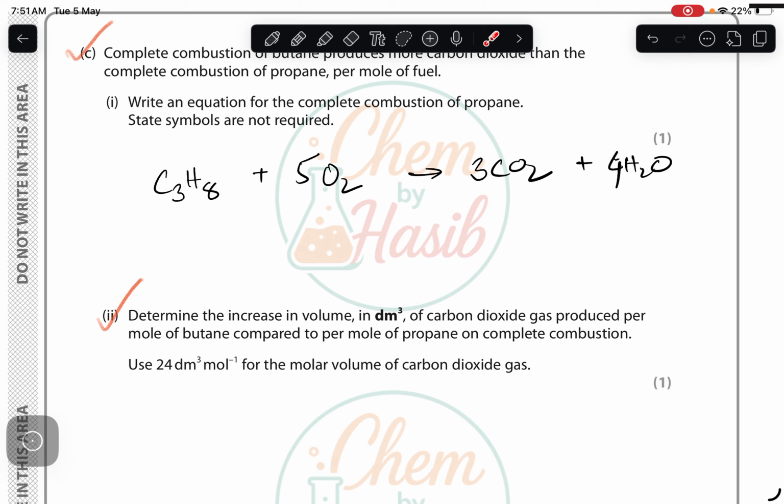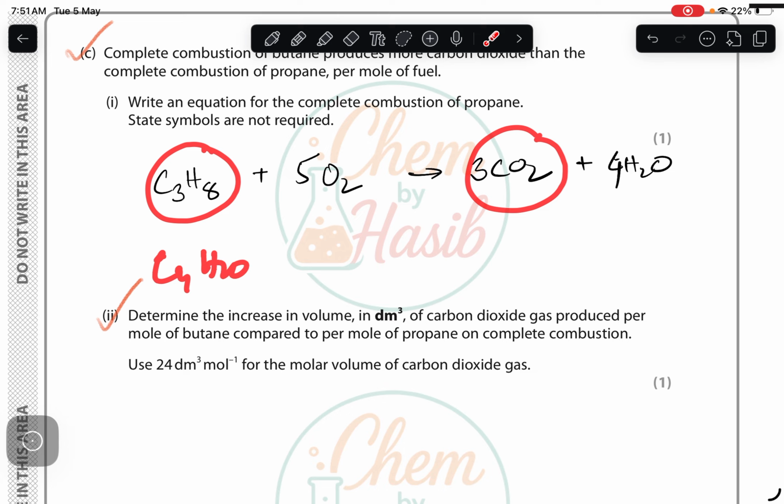Now at room temperature, carbon dioxide is a gas, H2O is a liquid, right? So when we carry out combustion, the gas formed is carbon dioxide. They asked about the increase in volume of carbon dioxide gas. When you burn propane, it produces 3 moles of carbon dioxide, but when you burn butane, it will produce 4 moles of carbon dioxide.